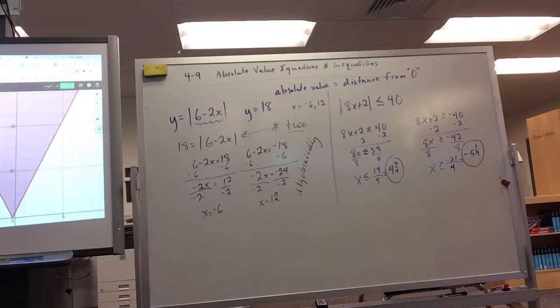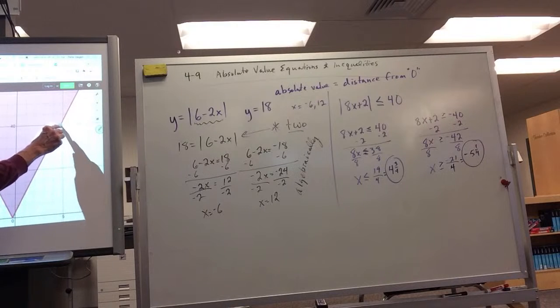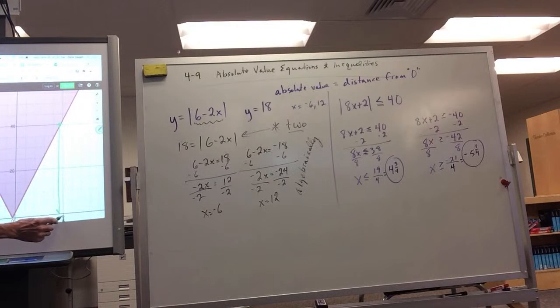So here's your 40. We come straight down here, and that's a negative 5 and a 4. Here's where 40 is, and that's a positive 4 3/4. So if you were to look at this as the x-axis all the way across the bottom, beginning from here to here, and any of these numbers in between, those are all your solutions.